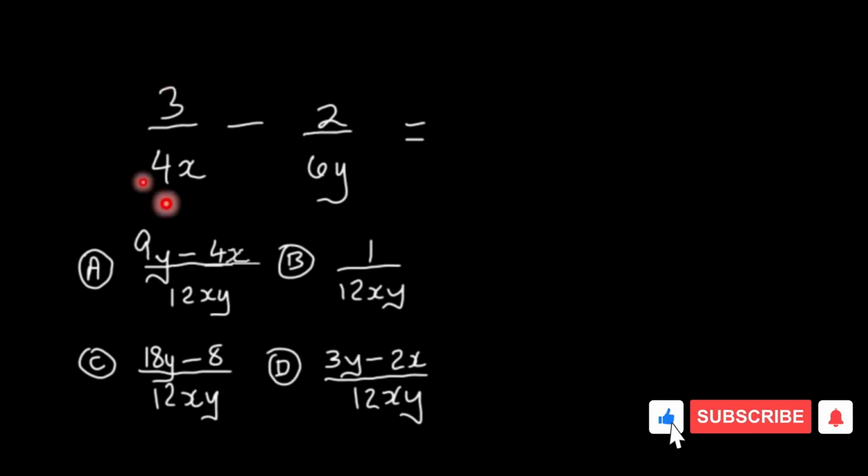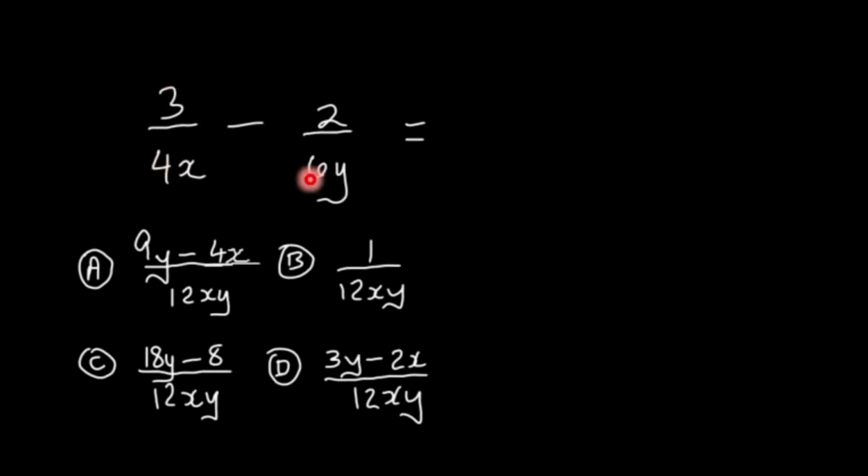In this problem, we are subtracting two fractions. Whenever you're subtracting two fractions, you want to ensure that you have the same denominator. Why? Because that's the only way you can actually operate on the numerators. Looking at the options, we can clearly see that 12xy will be the LCM of 4x and 6y because they all have 12xy. In case you didn't know this, let's look at how they got the 12xy.